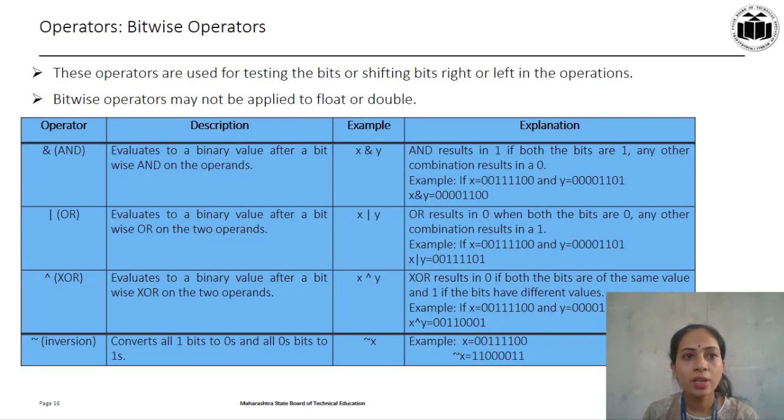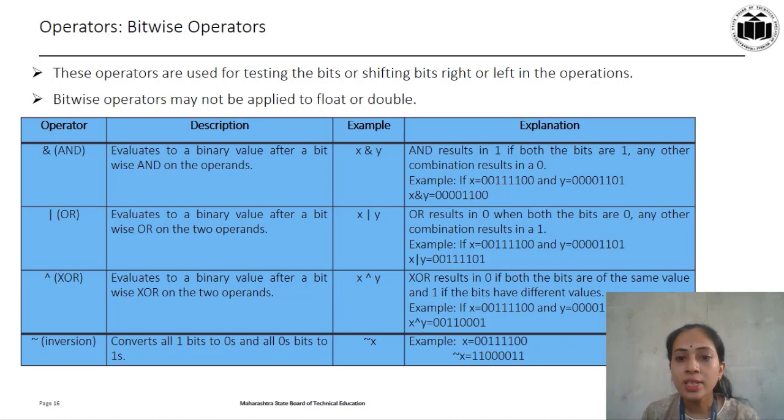The next operator is bitwise operators. These bitwise operators are used for testing the bits, or you can say shifting the bits right or left. And these operators may not be applied to float or double data types. There are 4 bitwise operators: AND, OR, XOR and inversion. Let us start with the AND operator. AND results in 1 if both the bits are 1. Any other combination results in 0. Next, OR results in a 0 when both the bits are 0. Any other combination results in 1.